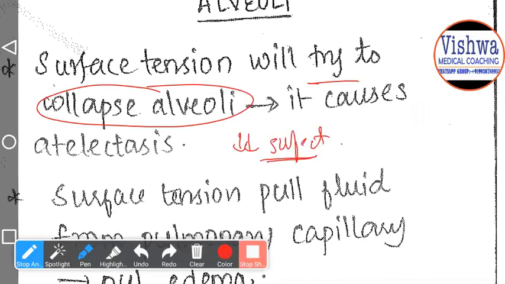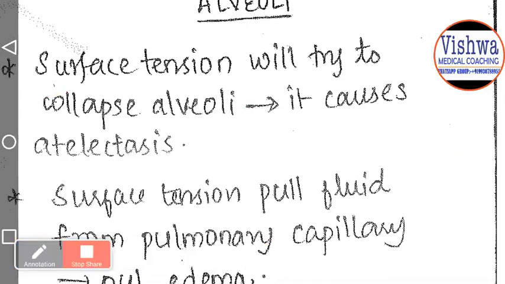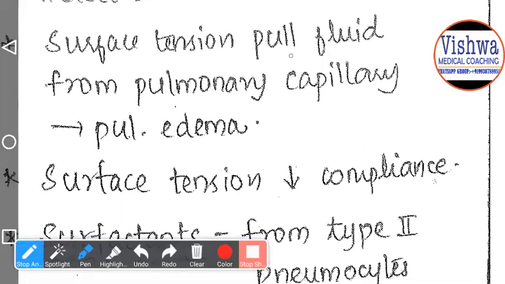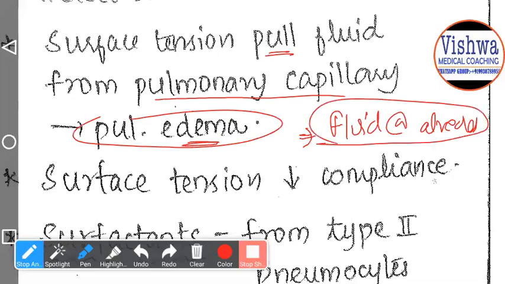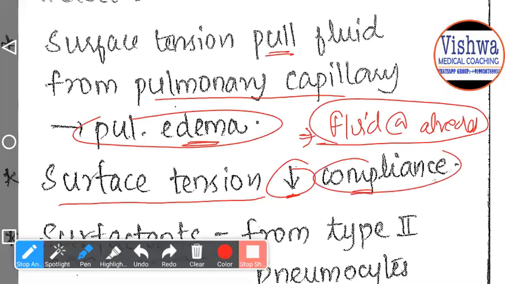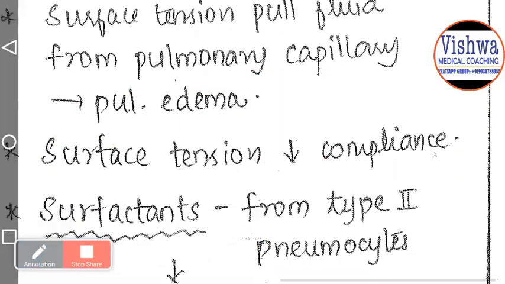So if surfactant is present, then the alveoli will be able to expand easily. If there is surface tension, it pulls fluid from the pulmonary capillaries to produce pulmonary edema, a condition in medicine in which there is a fluid collection around the alveoli. So surface tension reduces the compliance. That is an easy way to explain: compliance is the ability to expand, and it is surface tension that reduces the compliance.